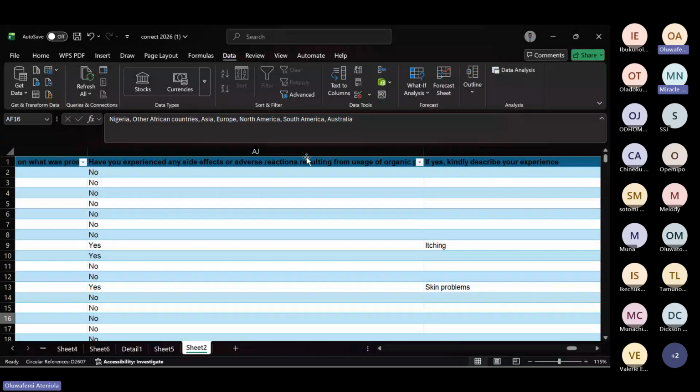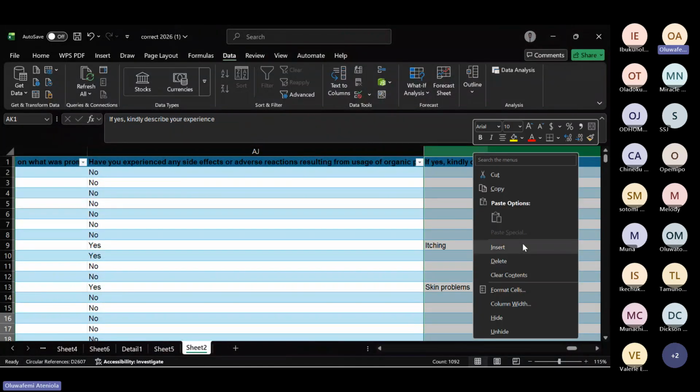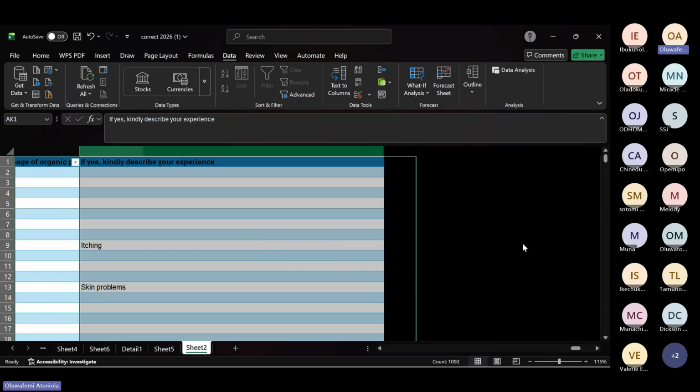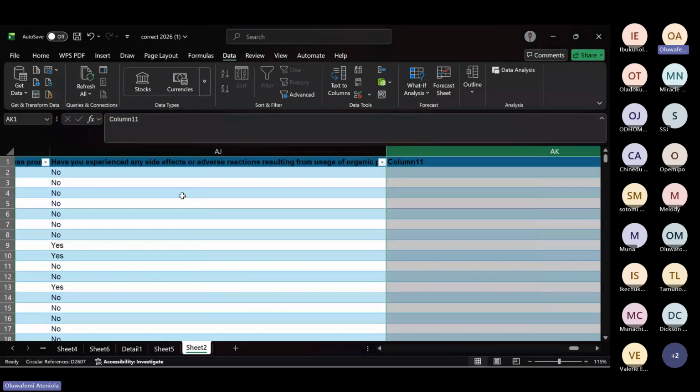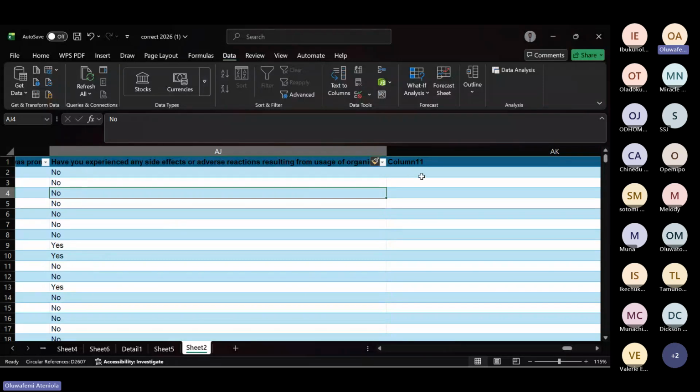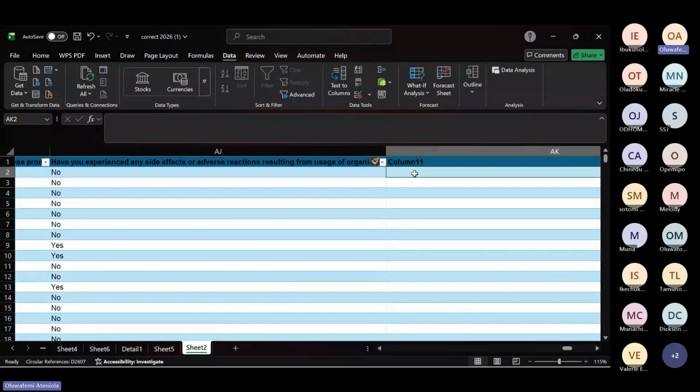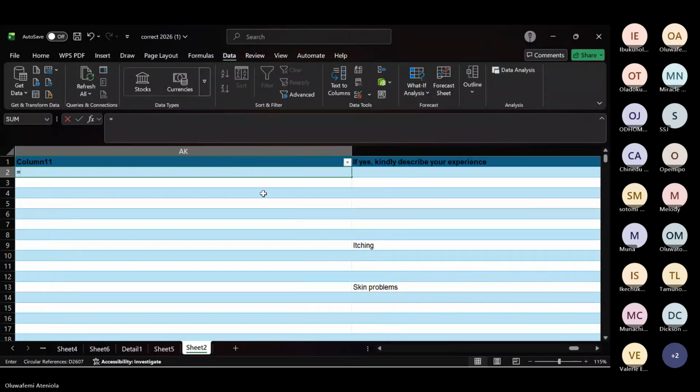Are we still getting it? So this is how you encode. We are going to use a function called IF, which I think is the last thing we'll do today. Now you can see this is the place where we have either yes or no. For me to encode yes or no into 1 and 0, we are going to call a function called IF.